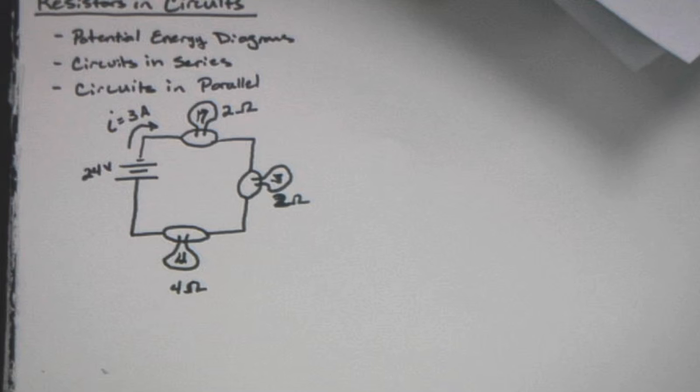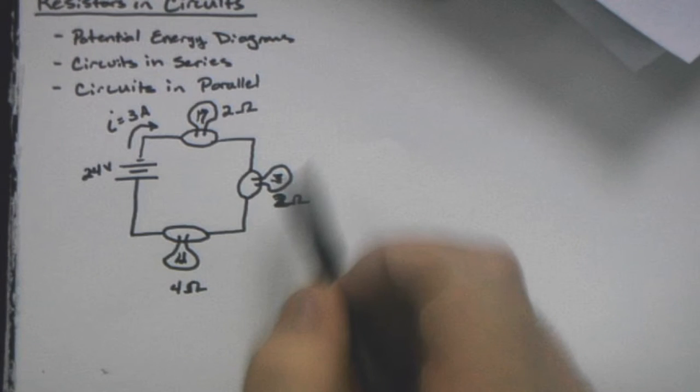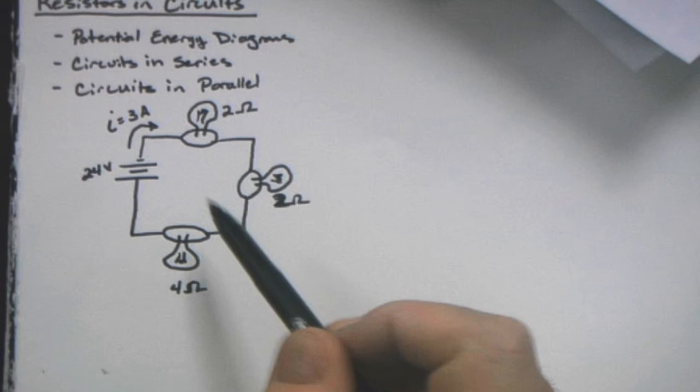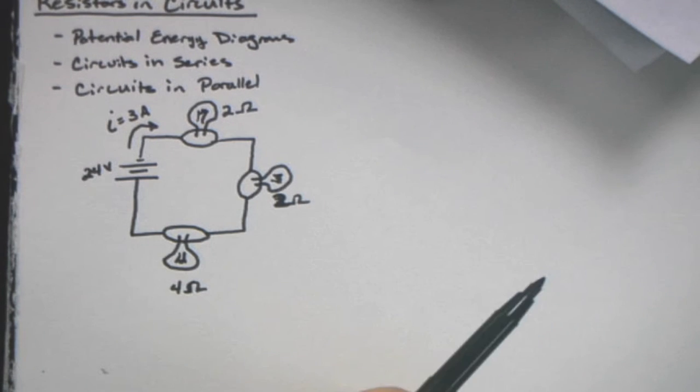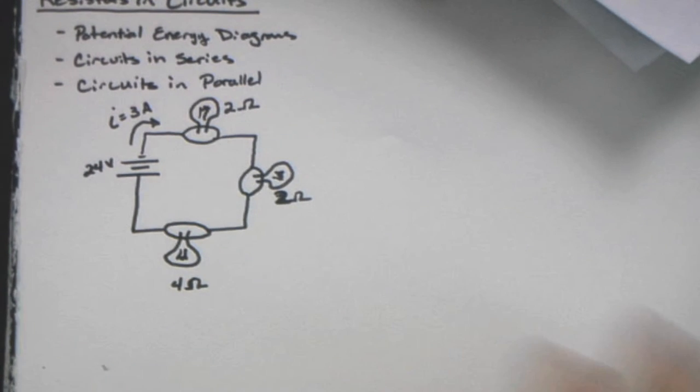And then we're going to talk about how circuits in series, the relationships between those and the circuits in parallel, which I don't have one drawn here. We'll have to draw that here in a minute. So first we're going to start with potential energy diagrams.